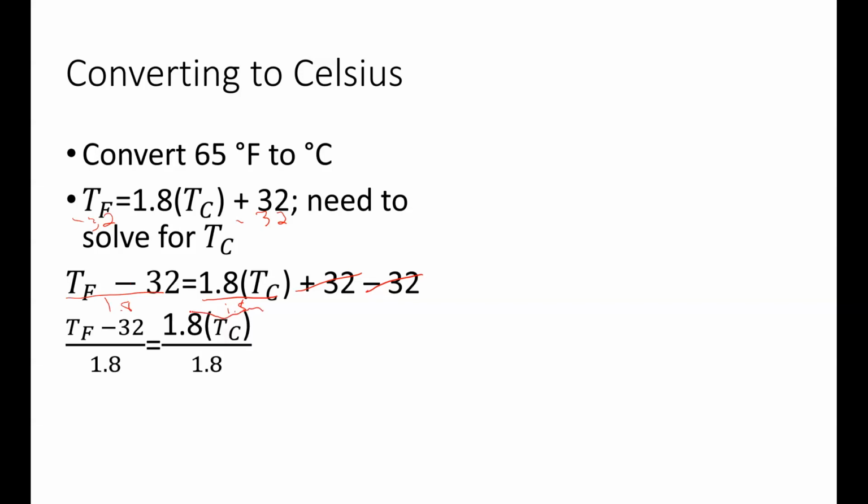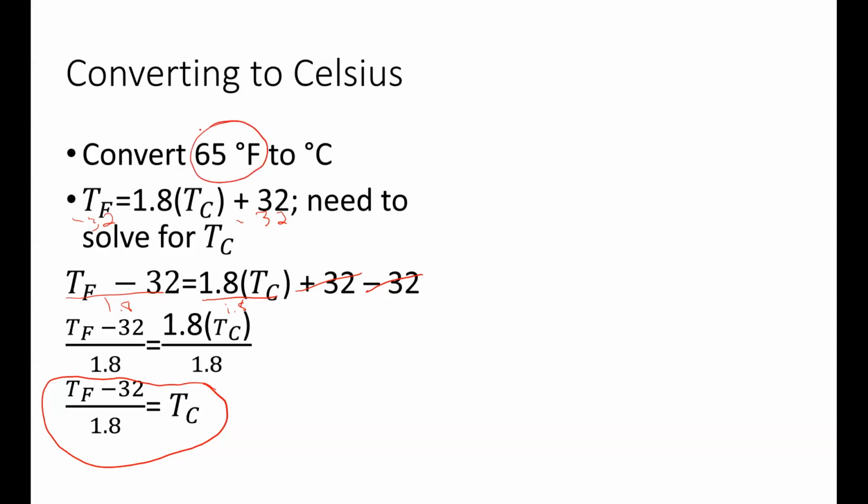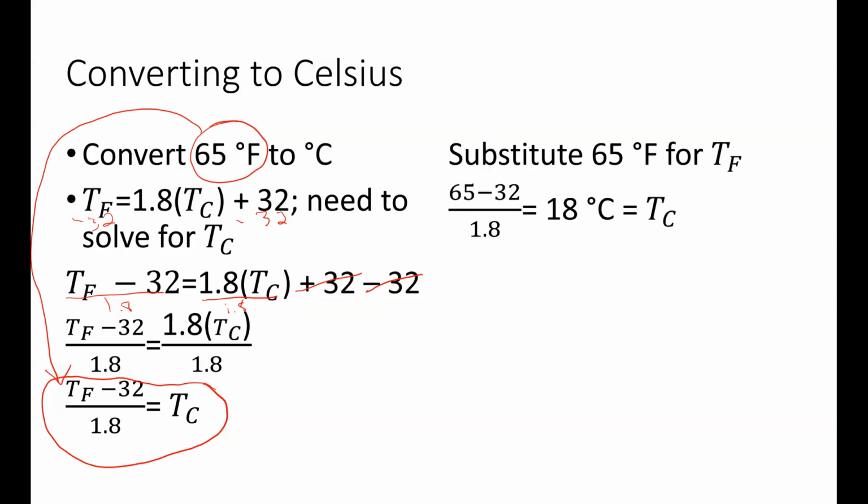That gives me a final equation: temperature in Fahrenheit minus 32, over 1.8, is equal to temperature in Celsius. Now I can simply substitute in my 65 degrees Fahrenheit into my equation. 65 minus 32 divided by 1.8, and that gives me 18 degrees Celsius. So that's my TC, my temperature in degrees Celsius.